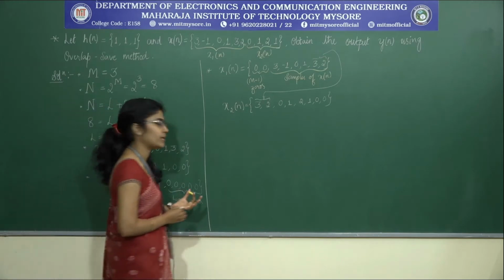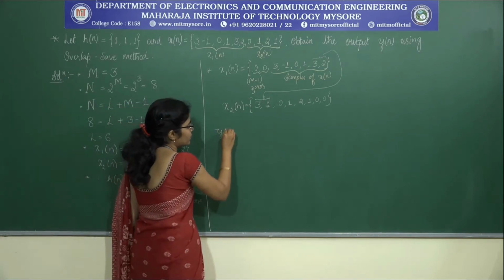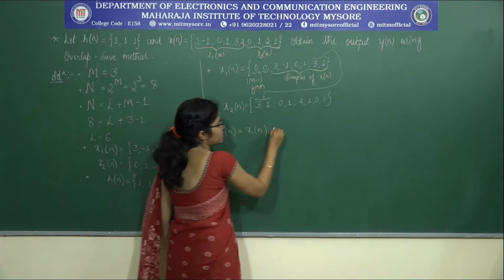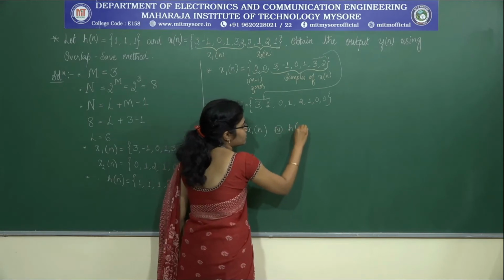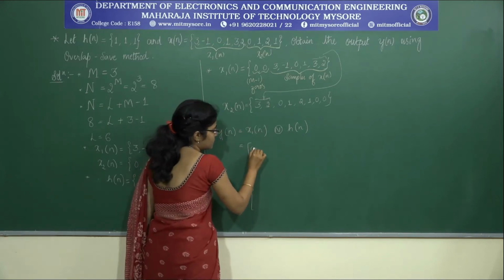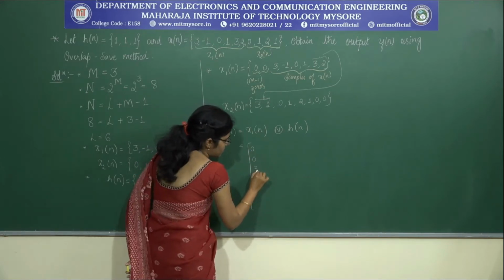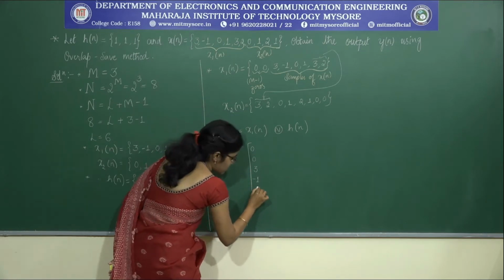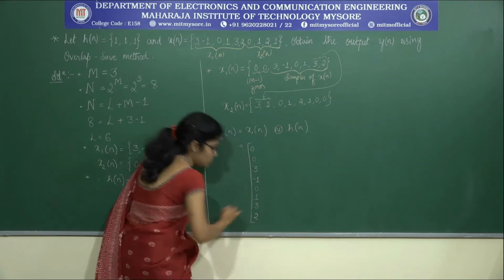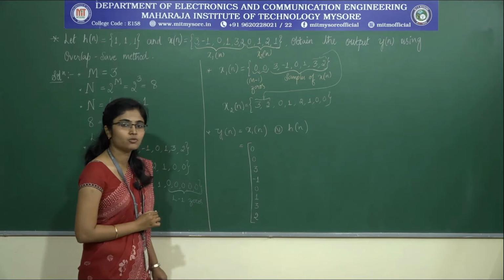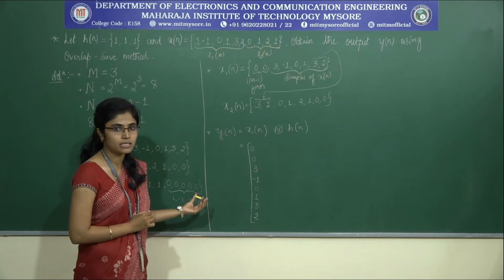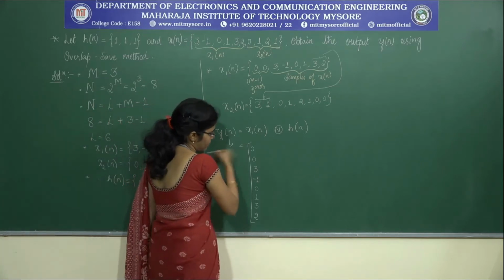Now, I can find out y values. That is, first I need to find out y1 of n, which is nothing but equal to x1 of n circular convolution with h of n. So, what is x1 of n? So, this is the sequence, that is 0, 0, 3, minus 1, 0, 1, 3 and 2. So, I am finding out circular convolution using the matrix method. So, you people can do it using the matrix method only, because that is the easiest method. So, I picked up the matrix method.